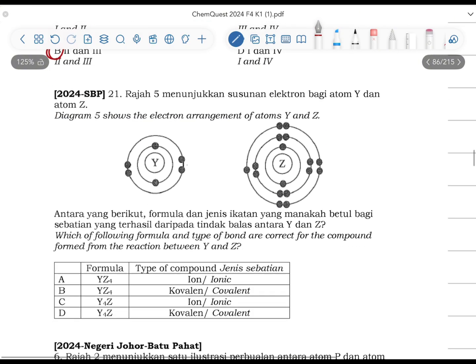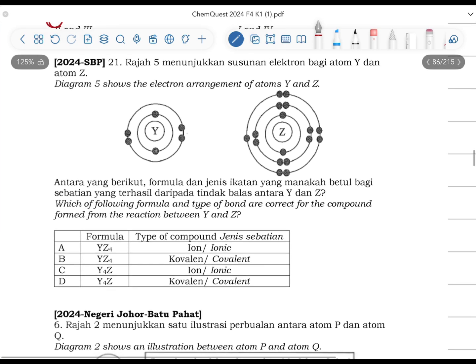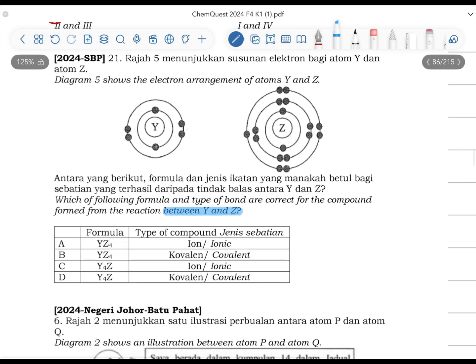Okay, next question. Diagram 5 shows the electron arrangement of atoms Y and Z. Which of the following formula and type of bond are correct for the compound formed from the reaction between Y and Z? This is also the same question, so we can just go through it fast. Y has 4 electrons: 1, 2, 3, and 4. And then Z, we have 1, 2, 3, 4, 5, 6, 7. We have 7.